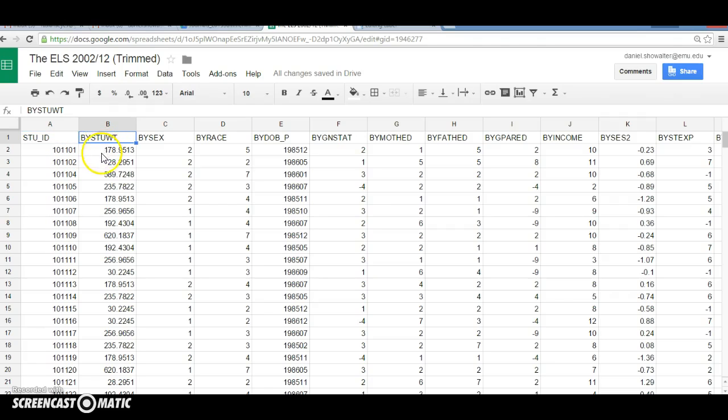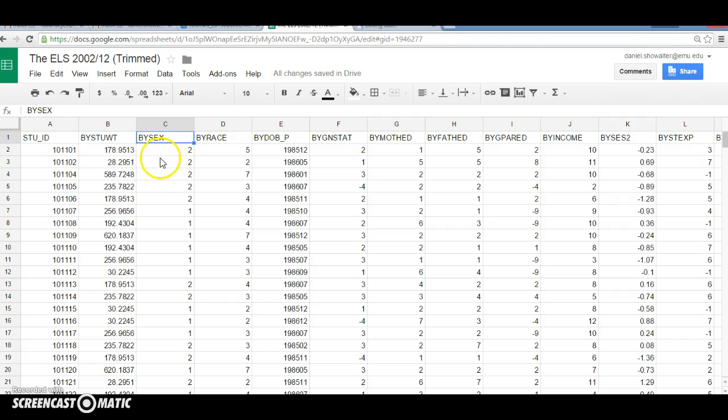Next one is a student weighting. Again, don't worry about this too much. What it tells you is how many students in the population of about 3 million sophomores in 2002 this particular student represented. Now, why aren't these numbers all equal? That's a great question. If you're interested, let me know. I'd love to discuss it further. It deals with representing minorities and different sampling strategies. So feel free to ask me if you're interested.